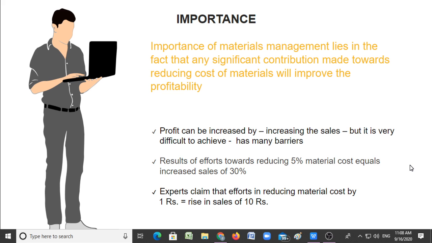Research has already shown that efforts towards reducing material cost by 5% equal a sales increase by 30%. So around a 1:6 ratio. Experts have also claimed that efforts in reducing material cost by 1 rupee is equivalent to a rise in sales by 10 rupees. So 1:10. So if you look at this reduction in the cost, it will always have a ratio of 1:6 to 1:10. It differs from product to product, but has an importance in material management.